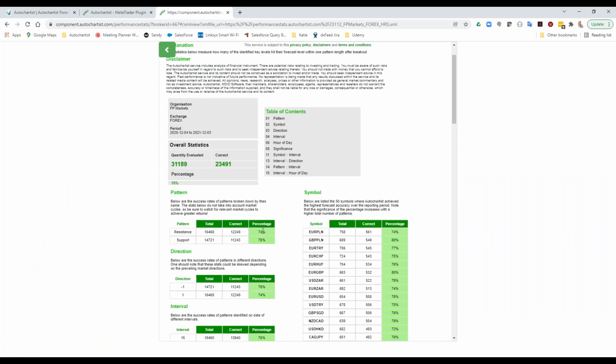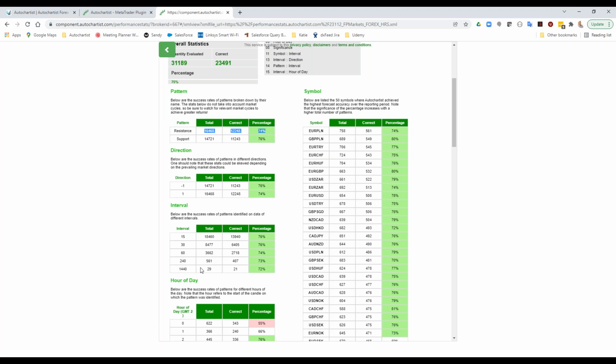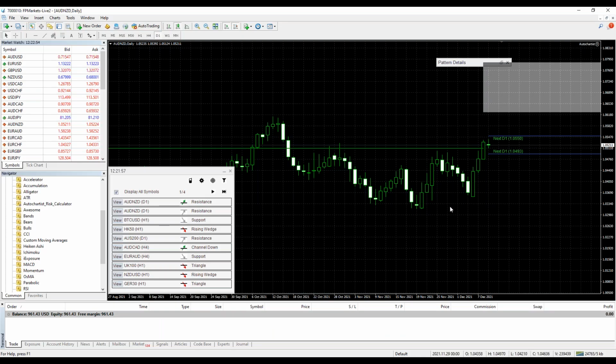Okay, so resistance up at 74. We're looking at a breakout resistance. Daily patterns 72. Aussie Kiwi at 76. So here in this situation, we're thinking, okay, way over 70% likelihood, based on past performance, obviously, of this price hitting that target level. What I'm going to do is I think I'm going to go ahead and place that trade.